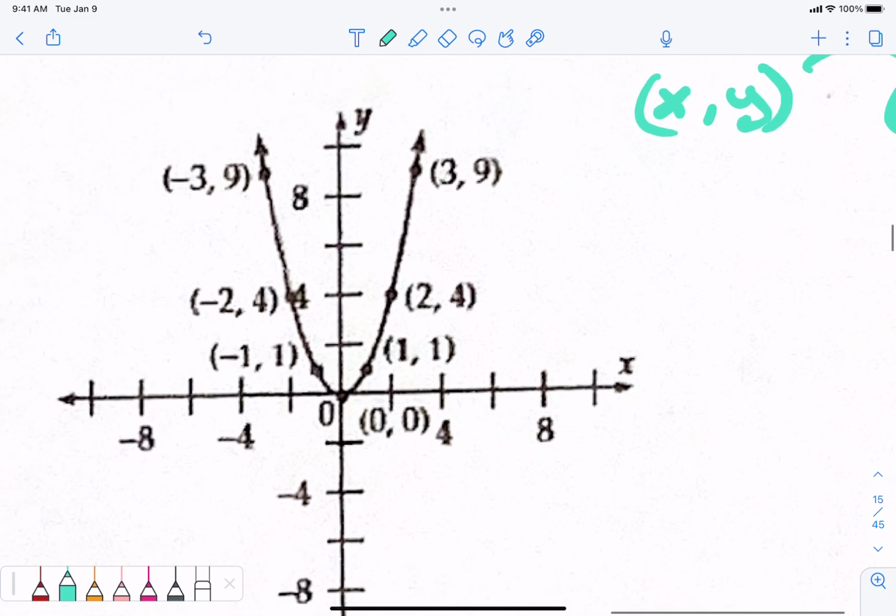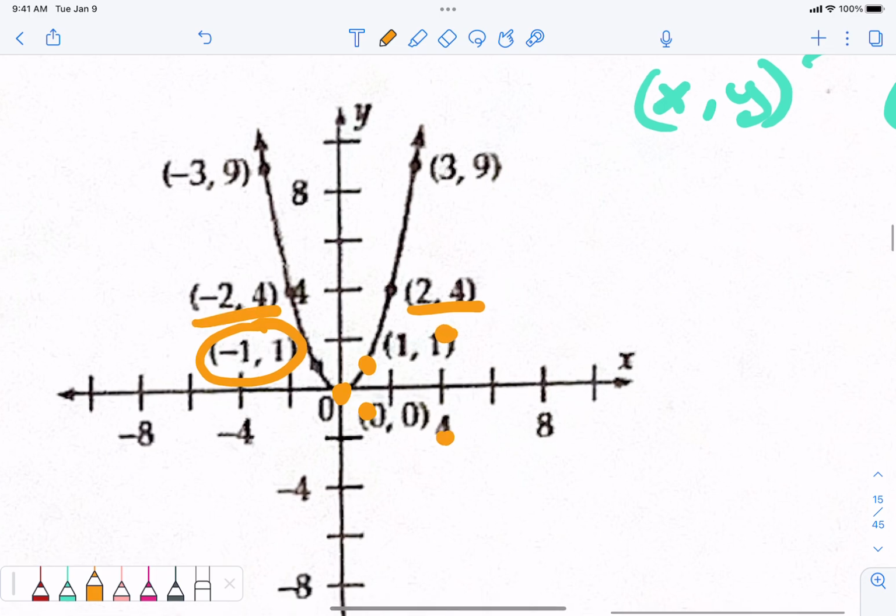Okay, xy becomes yx. So the point 0, 0. If I flip him, he'll stay 0, 0, right? 1, 1. If I flip him, he'll stay 1, 1. What about negative 1, 1? 1, negative 1. So he'll be right here. What about 2, 4? 4, 2. What about negative 2, 4? 4, negative 2. 3, 9? 9, 3. And negative 3, 9 becomes 9, negative 3.